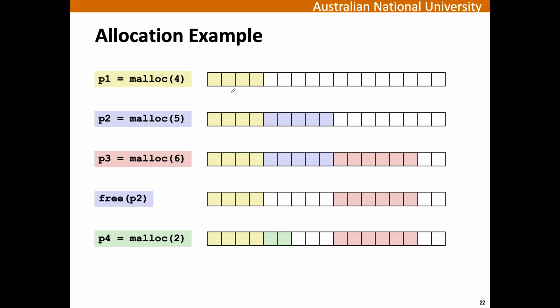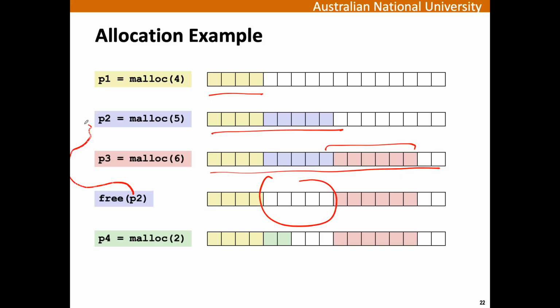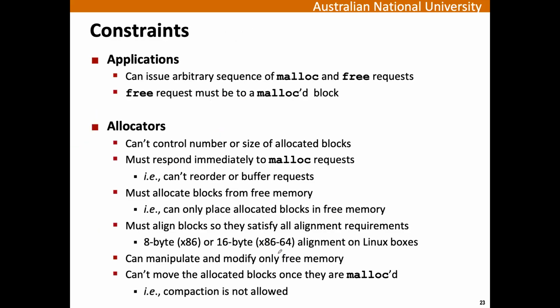So once again, you initially allocate 4, then you allocate 5 more, then you allocate 6 more. These are different colors. Then you free from the middle. This pointer has to match this one. And then you allocate 2 more words. Applications can issue arbitrary sequences of malloc and free requests. And a free request should be for a malloc'd block. So these are all the things that you need to check when you write a memory allocator.